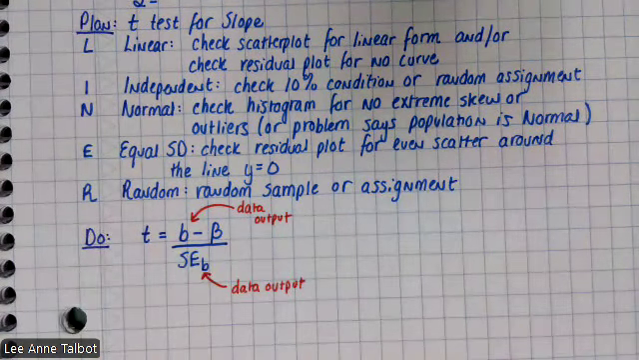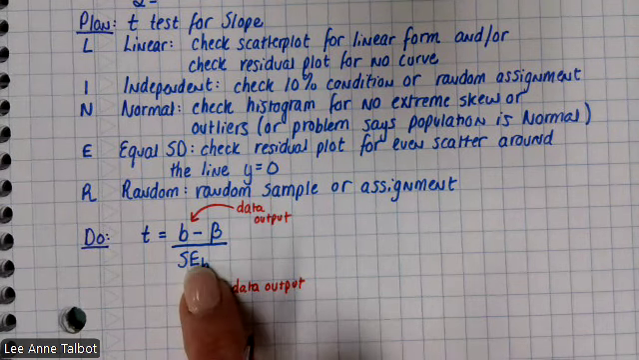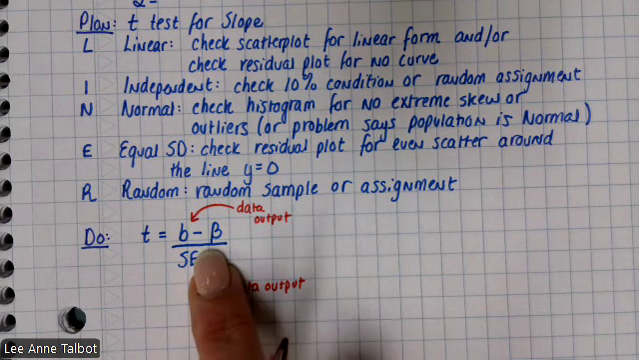This number is going to come from data output. And this number is going to be 0 every time.